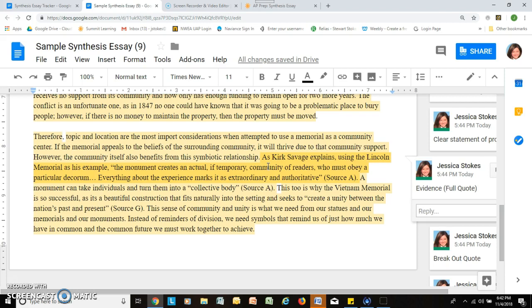The monument creates an actual or temporary community of readers who must obey a particular decorum. Everything about the experience marks it as extraordinary and authoritative. Source A. Note how the author uses an ellipsis here so that they don't have to use the entire quote.